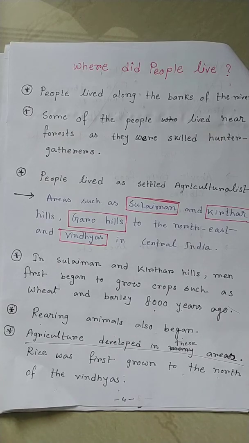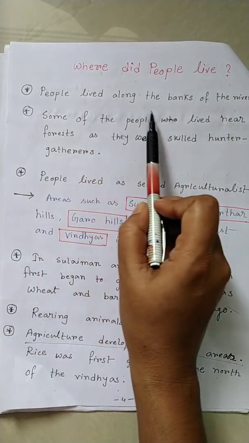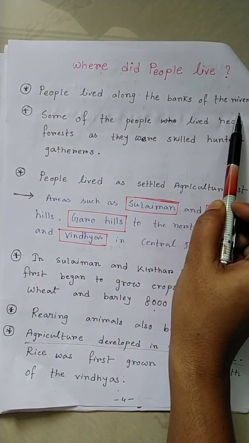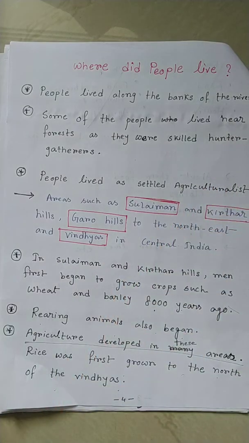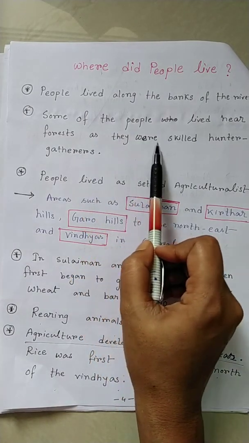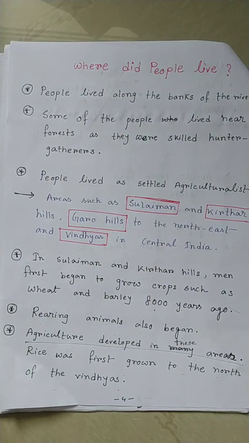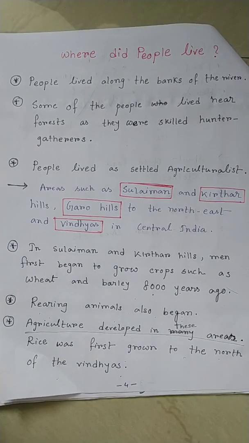Next topic of the chapter is, where did people live? People lived along the banks of the river. Why? Because they needed water for their existence, for transportation, for fertile soil, for farming. Some of the people lived near forests as they were skilled hunter-gatherers. They hunted animals and they gathered forest products like fruits, vegetables, roots, leaves, etc.